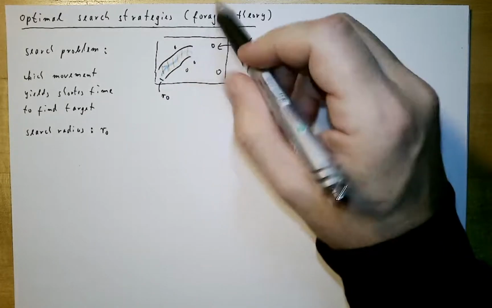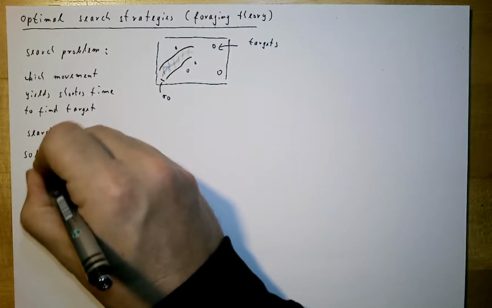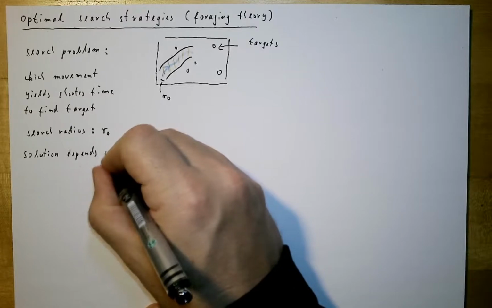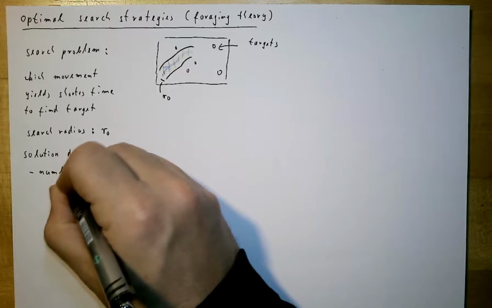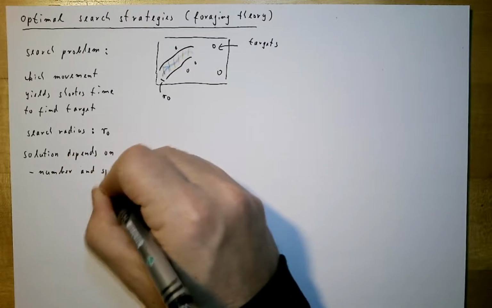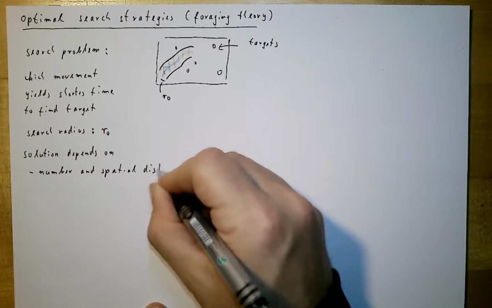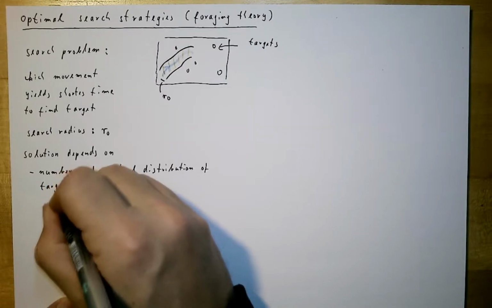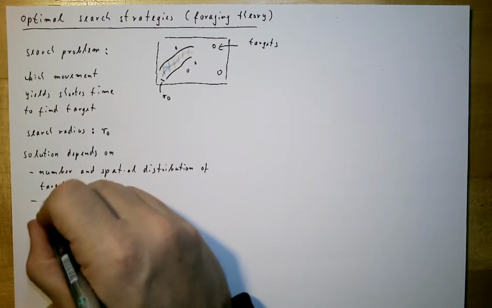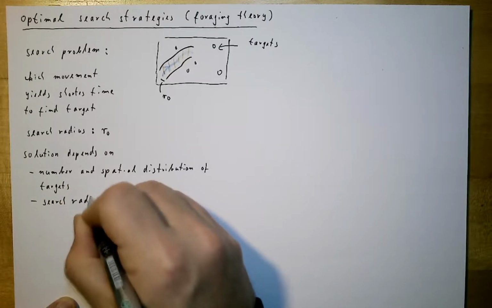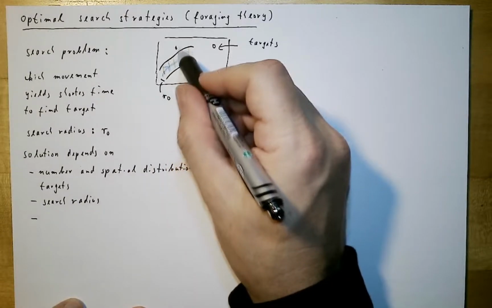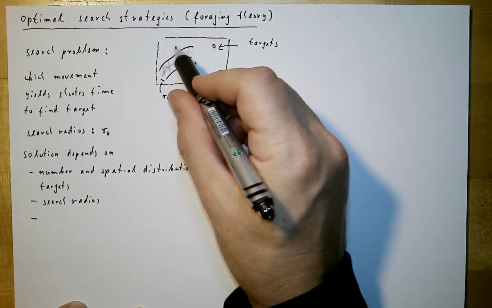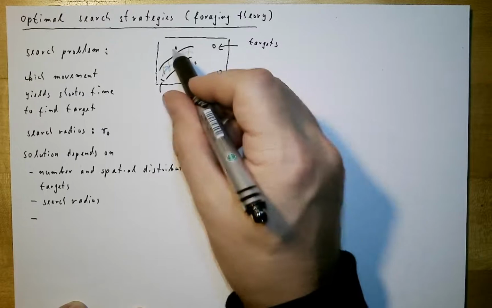Of course, the solution of the optimal problem depends on the number and the spatial distribution of targets. It depends on your search radius. It depends on the fact, for example, if you found the first target, is it empty and not worth coming to again? Or is it a flower for the bumblebee that once you leave it alone for a while, it will refill, and it makes sense at a later time to come back?